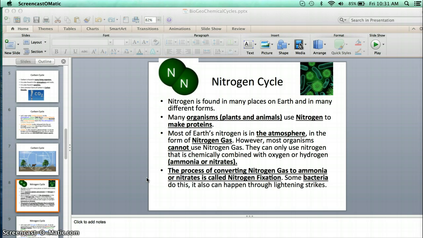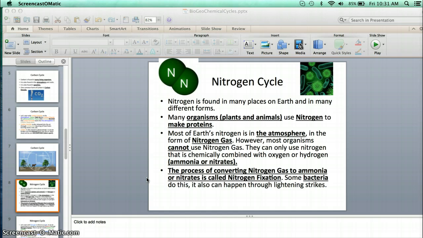And some bacteria do this in the air for us so that we have nitrates and ammonia to use to make proteins. It can also literally just happen in the air through storms and through lightning strikes. And lightning actually causes the nitrogen in the air to chemically bond to the hydrogen atoms or the oxygen atoms in the air as well to form ammonia or nitrate that we can use to make our proteins.